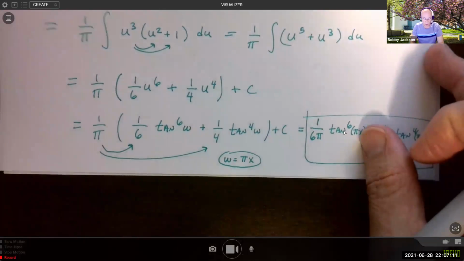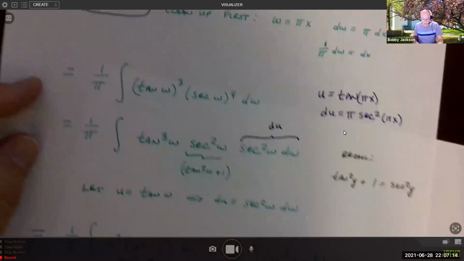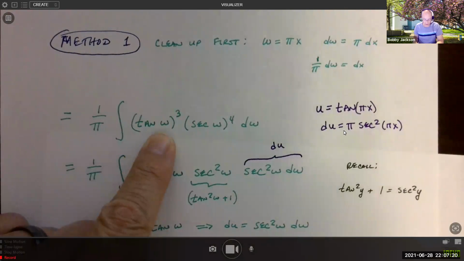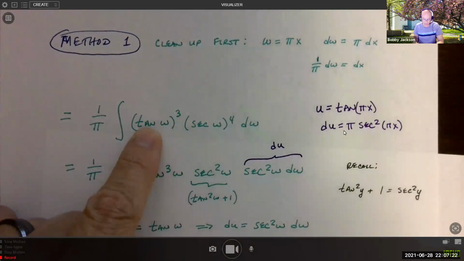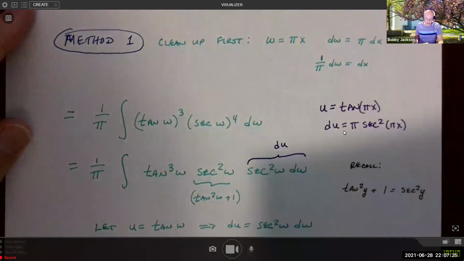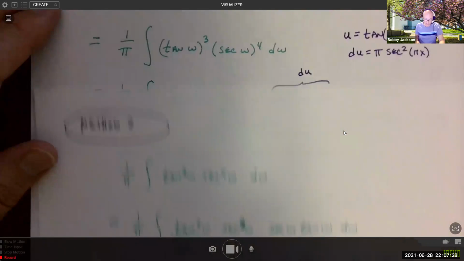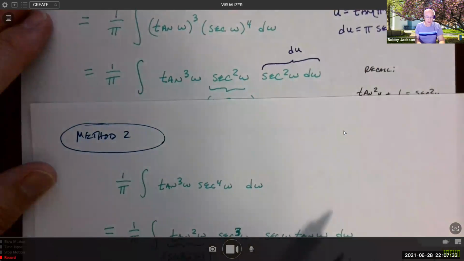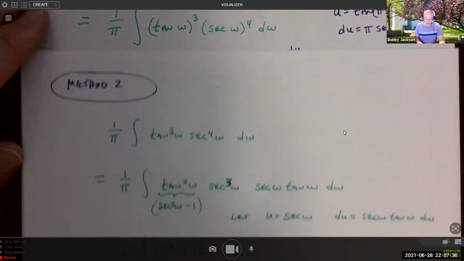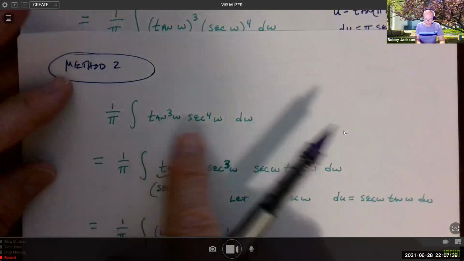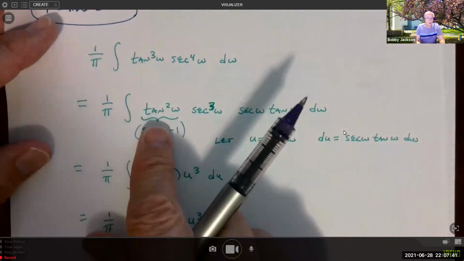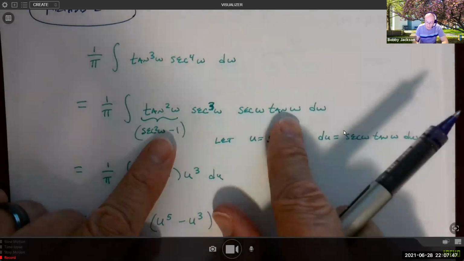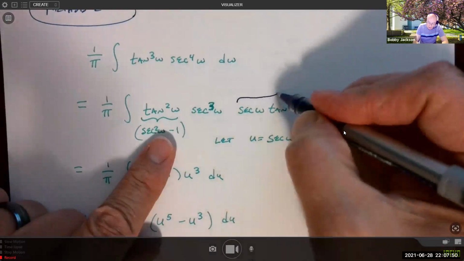Okay, so that's method one, but it turns out that you could also, if you wanted to, because there is an odd tangent power, peel off a secant tangent factor for the du and use a secant, and that's the second method. So in other words, going back to the same integral here, tangent cubed secant to the fourth, I can peel off a tangent and a secant. So I take away one tangent, that leaves me 2. All right, take away one secant, that leaves me 3. I've got secant w, tangent w, dw for the du again. So this will be my du.